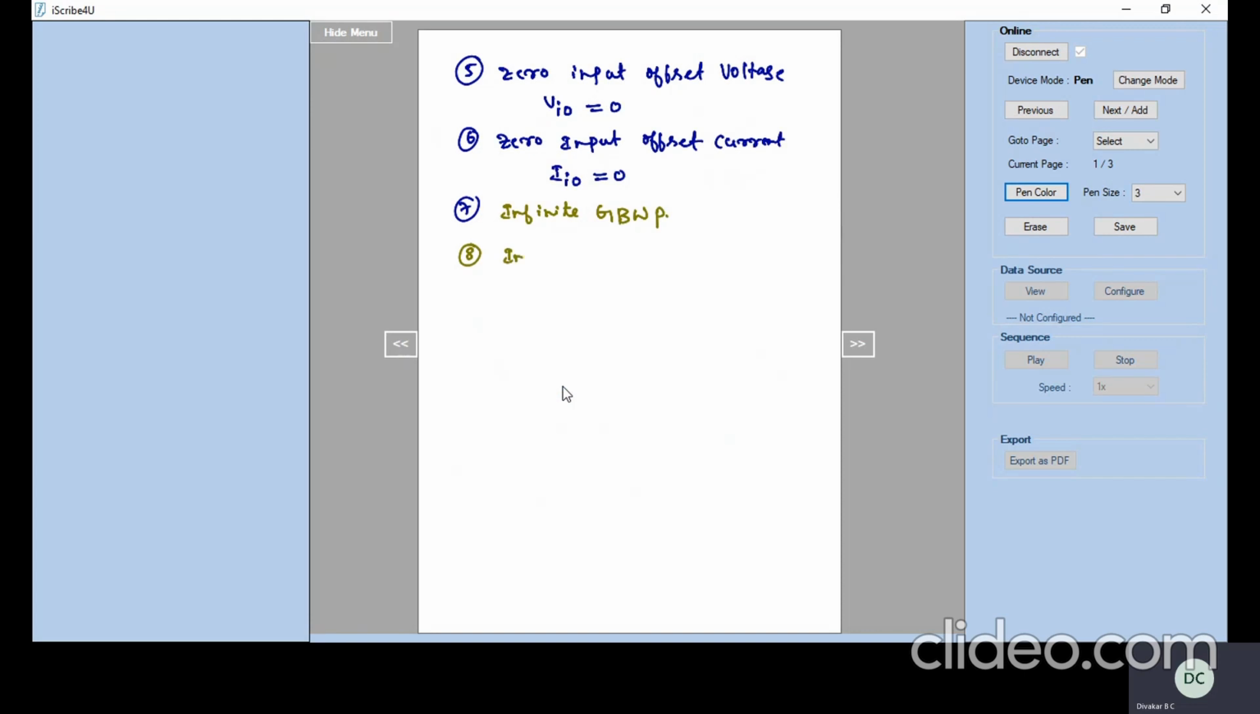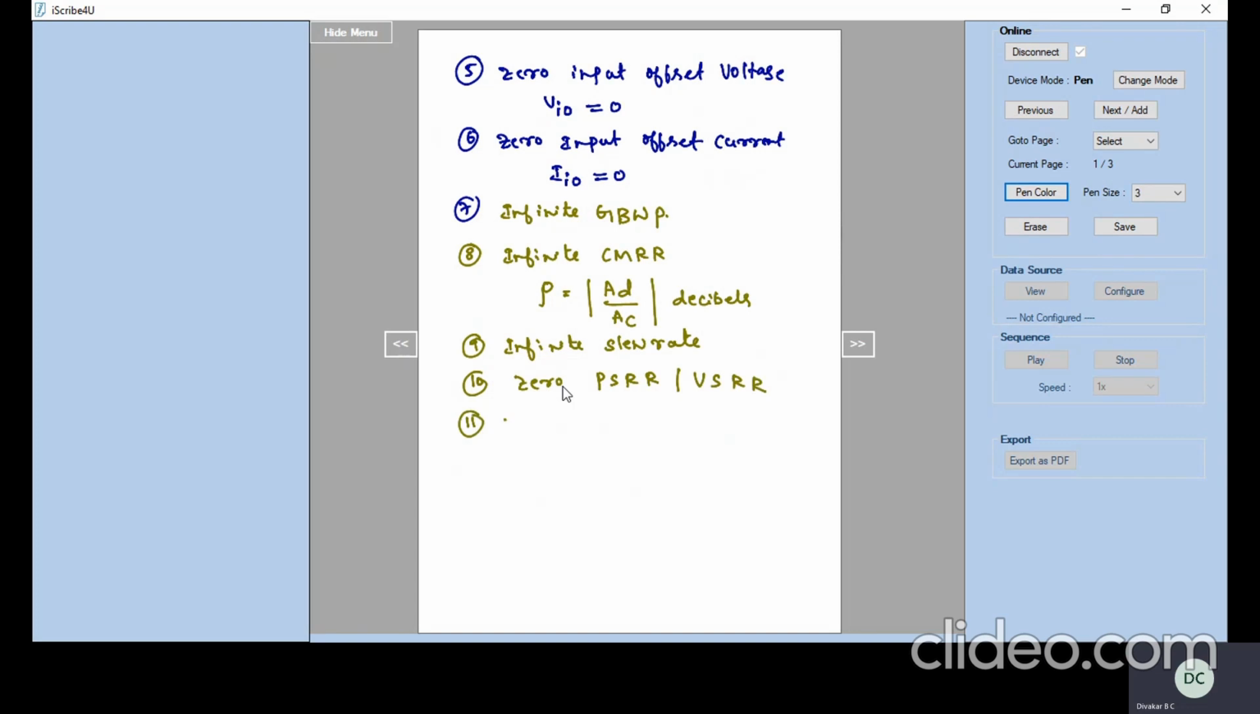The next one is infinite CMRR. The CMRR is nothing but the common mode rejection ratio represented by rho, defined as the ratio of the differential gain to the common mode gain, and the unit is decibels. And the next one is infinite slew rate. Higher the slew rate, better the performance. Next one is zero power supply rejection ratio or voltage supply rejection ratio.